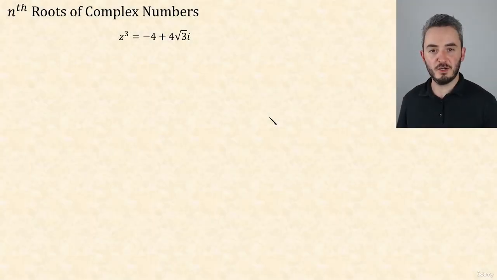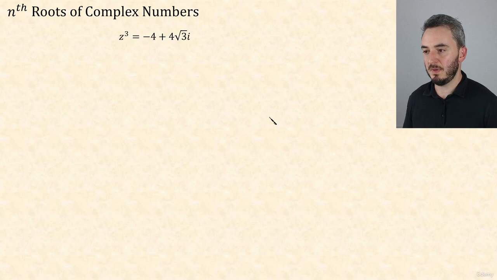In this video, I'm going to show you how to find the root of any complex number. So suppose we wanted to find the cube root of this number, -4 plus 4 root 3i. And when I say the cube root, I mean the cube roots. There are going to be 3. Now, the best way to do this is to get this in exponential form.